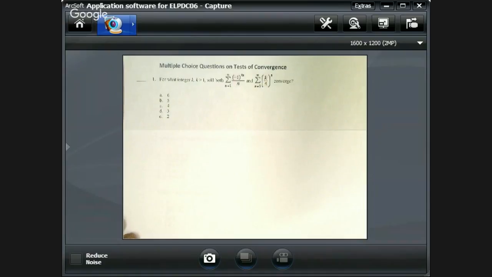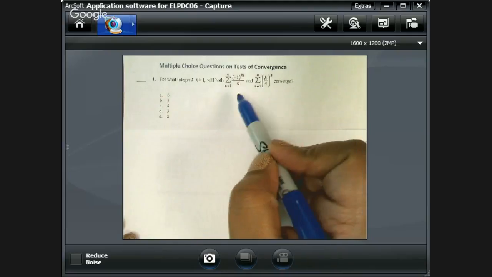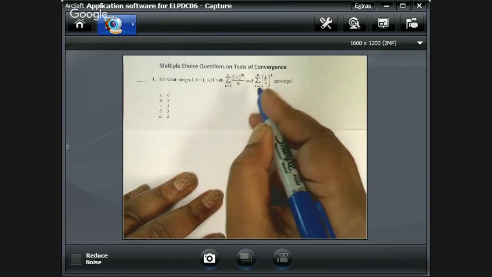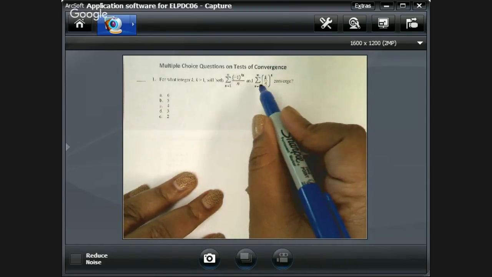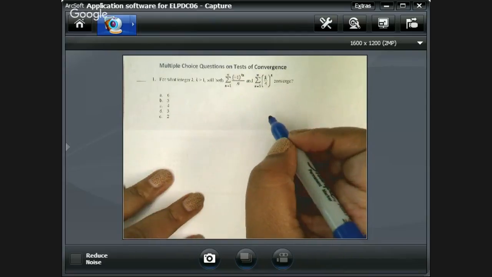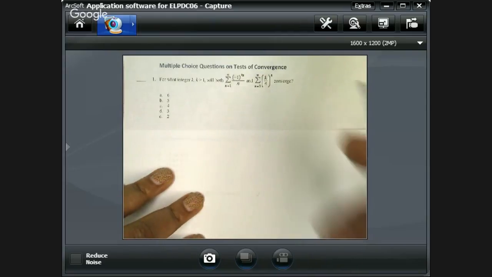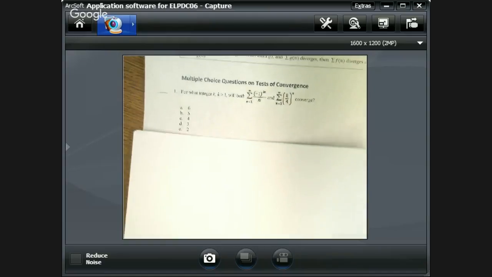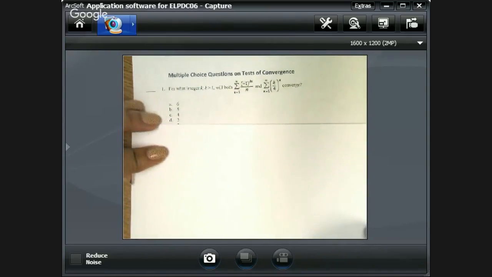Now, number one, it wants to know for what integer k, where k is greater than 1, will both of these series converge. Now, this first series, I'm actually going to do the second one first. It just helps me when I do this problem, and I immediately recognize that that second one is geometric. So what I'm going to do here is say the following.